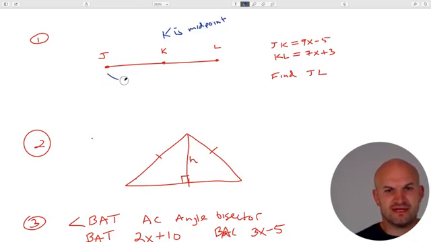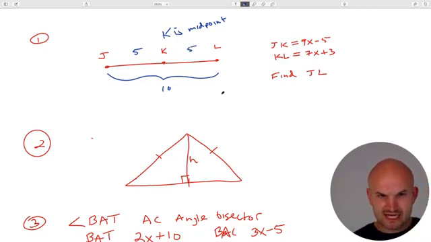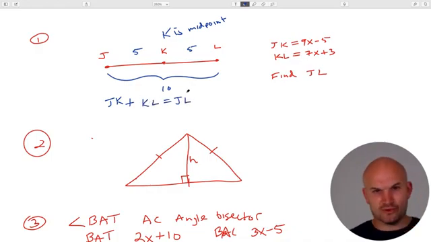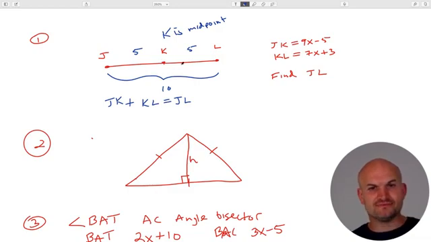Let's just use numbers. If JL was 10, then we'd know JK is 5 and KL is 5. So what that tells me is JK plus KL equals JL, right? If something's the midpoint, that means it's going to cut that in half. So if JL is some distance, let's say it's 10, and we know K is the midpoint, then K is going to divide it in half.